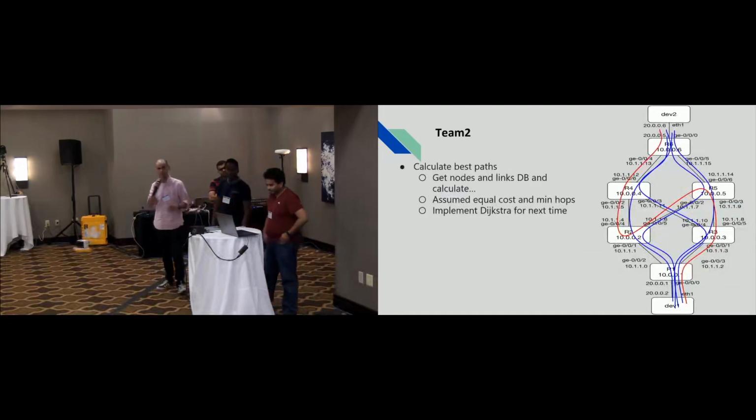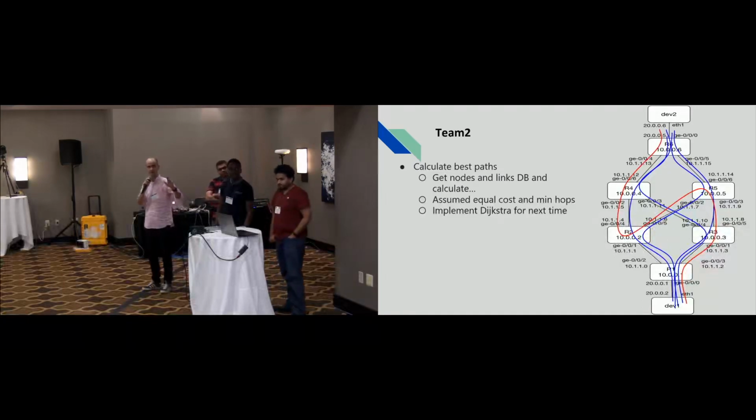Hello. For the second part, we were struggling with how to identify the best possible path. We basically get the nodes and the link information from BGP link state, but at some point we assumed that we are going to have equal cost, and we discarded the possibility of calculating the best path from the host point of view. So we basically left it for later on.